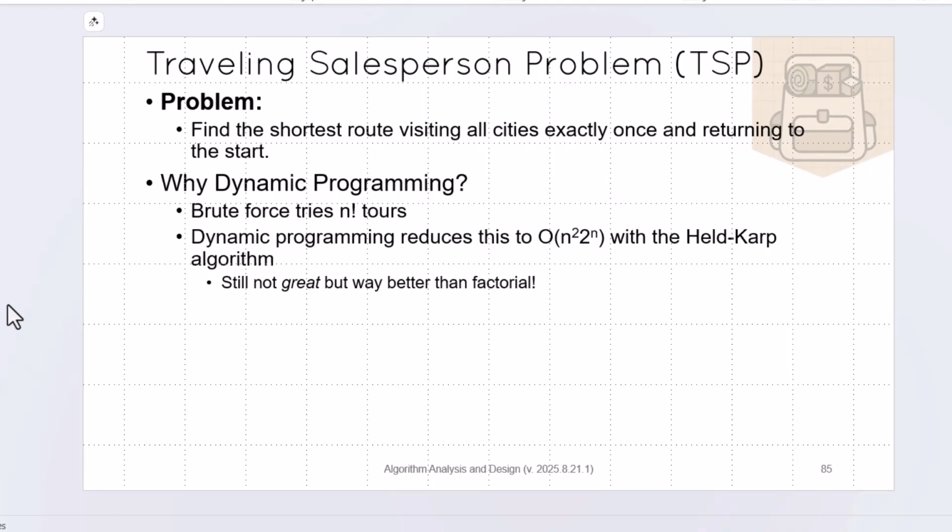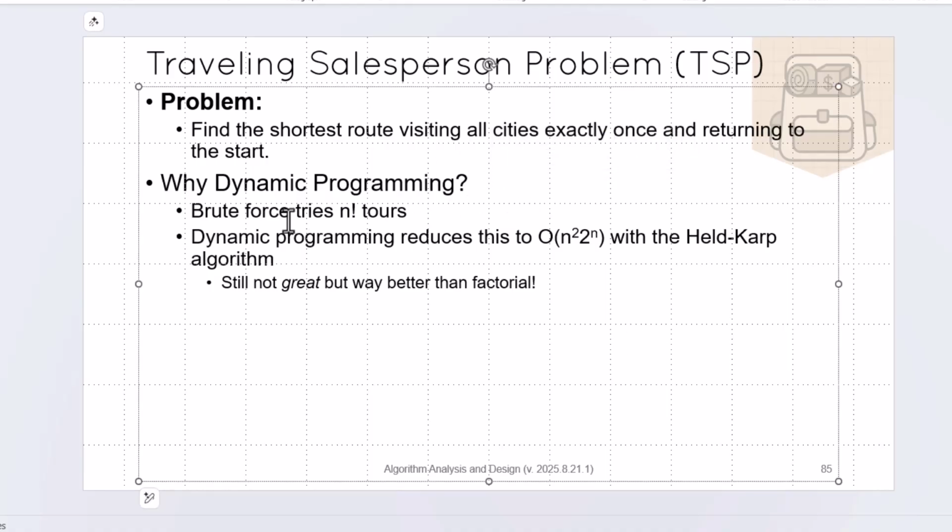Another problem is the traveling salesman problem: find the shortest route, visiting all cities exactly once and returning to the start. Why dynamic programming? Brute force tries n factorial number of tours. Dynamic programming reduces this to big O of n squared times 2 to the n. Now, that is not great. It is definitely not polynomial, but it's also not factorial.